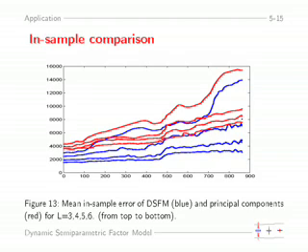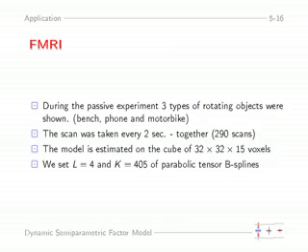You can also see it when you look at the in-sample error of the DSFM model, which are these blue curves for different basis functions. Of course, for basis function 6, you fit more. That's why this is from top to bottom. So this is the corresponding fit for 6 basis functions.